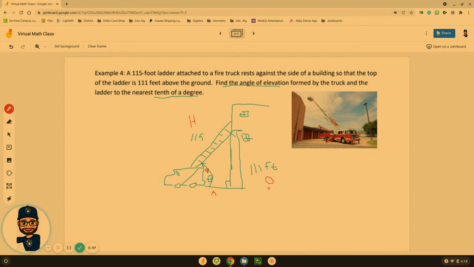So which of our trig functions uses O and H? Well, that would be our sine. So sine of theta equals the opposite side of the building, which is 111, over the hypotenuse of the triangle, which is 115. What we learned yesterday was that to solve for an angle measure, to get rid of sine, we take the sine inverse of both sides. So theta equals the sine inverse of 111 over 115.